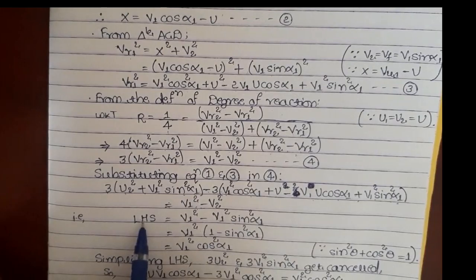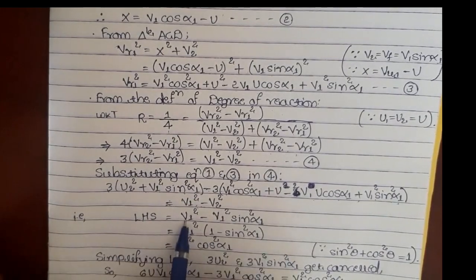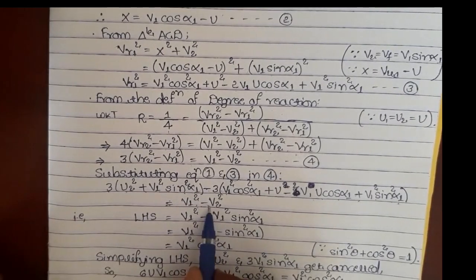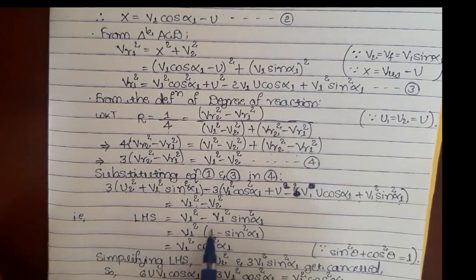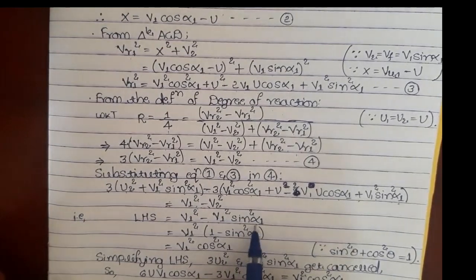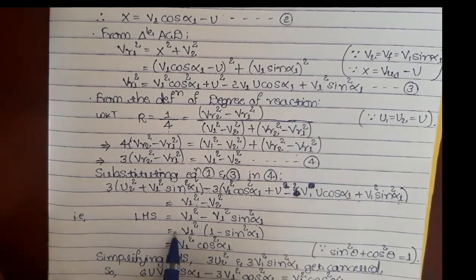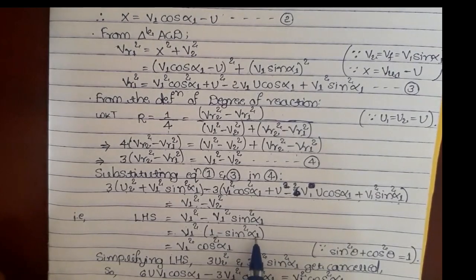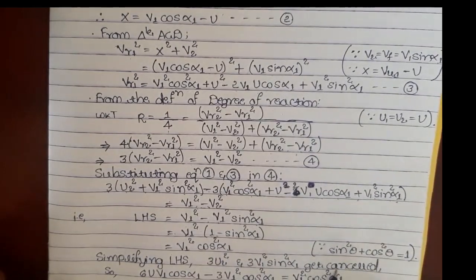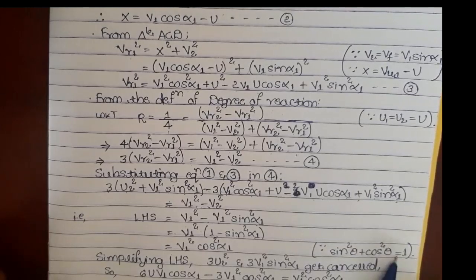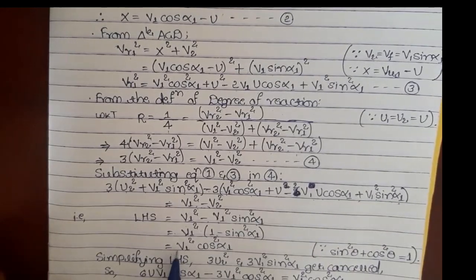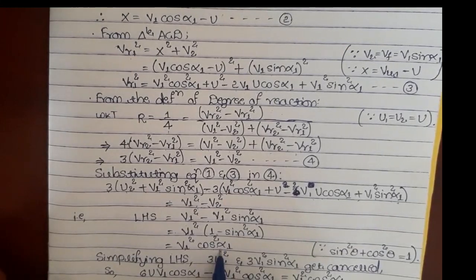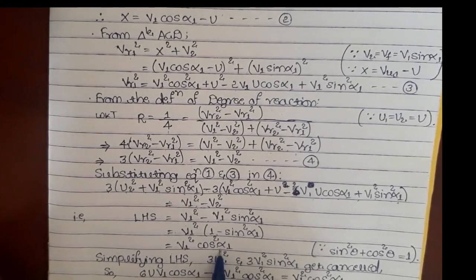So now I will not write the LHS again. The RHS is equal to V1 square minus, what is V2? V2 is equal to Vf. Vf is V1 sin alpha 1. So squared is V1 square sin square alpha 1. Right? So let me take V1 square outside here. So it becomes 1 minus sin square alpha 1. But we all know 1 minus sin square alpha 1 is cos square alpha 1, because sin square theta plus cos square theta is equal to 1. Right? So the RHS becomes V1 square into cos square alpha 1. So I have simplified the RHS now.